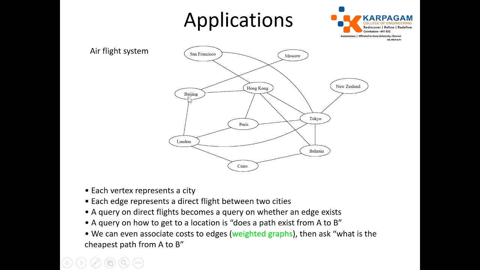London, Beijing, followed by Hong Kong. There is one path. Another path, London, Paris, followed by Hong Kong. So we need to answer the query: what is the shortest path between London and Hong Kong? Okay. So this is one of the applications.